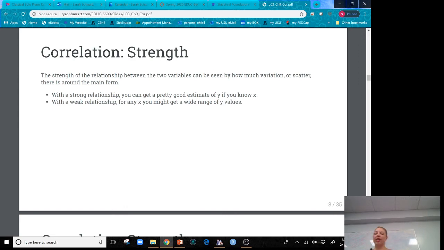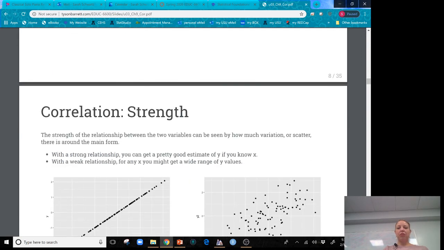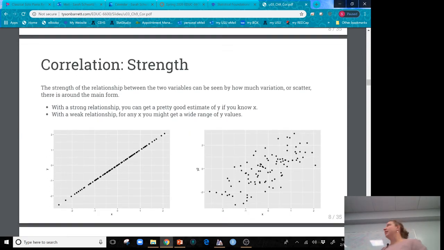Strength. Strength is how strongly related the variables are, how tight the points are around the line. So if we're doing Celsius and Fahrenheit at the same time, the points are perfect. This is a correlation where r equals 1.0. Positive 1.0 is perfect. You can't get any more straight than that.